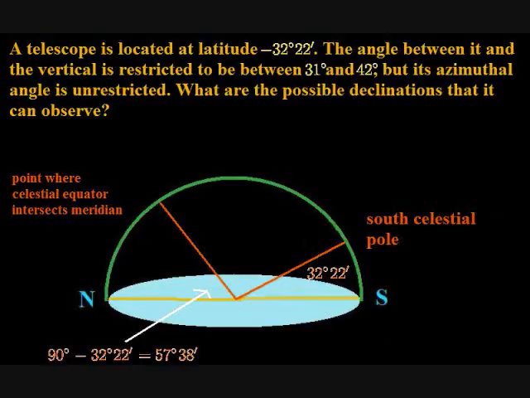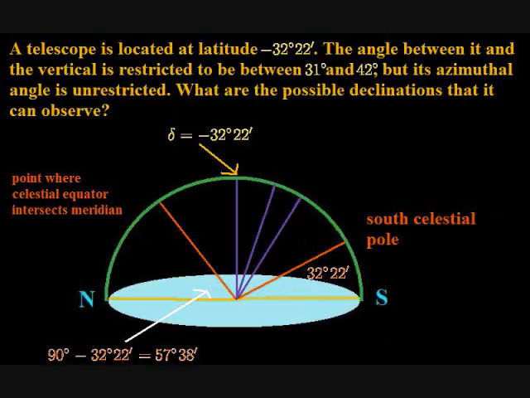Alright. So now draw a line straight up, which is the zenith, and we know the declination of the zenith is the latitude. We already calculated that. So the declination of the zenith at this point is negative 32 degrees and 22 minutes. And those other two purple lines that I've drawn, those are 31 degrees with respect to the vertical and 42 degrees with respect to the vertical. Remember, the telescope can only look between 31 degrees and 42 degrees with respect to the vertical. So that's what those two lines are. The telescope can look anywhere between those two purple lines.